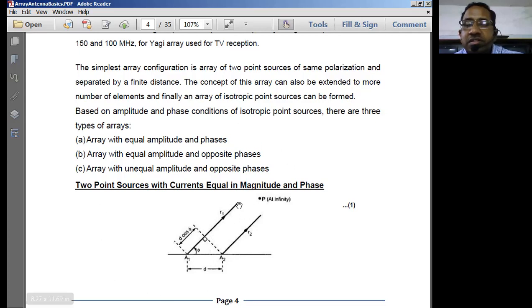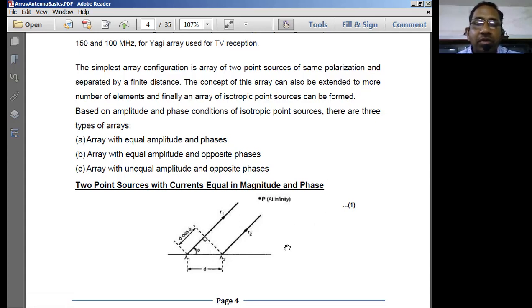As we discussed previously, we always test the performance of the antenna at a far place, which is the far field. Point P is taken in the far field, where the distance between A1 and P is large enough to be considered for far field radiations. Therefore, we consider point P to be located at a distance of infinity, and we do the analysis for the far field regions, not the near field regions.